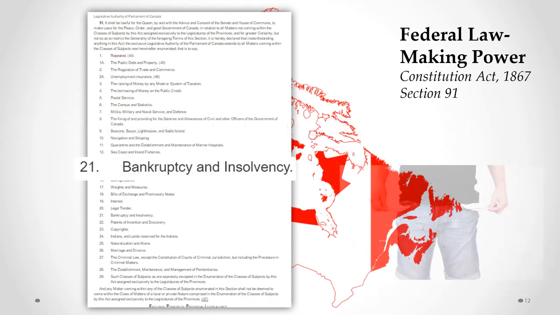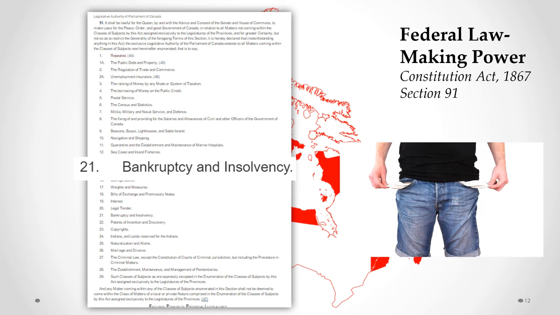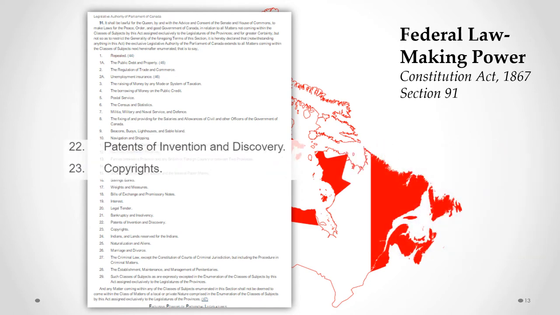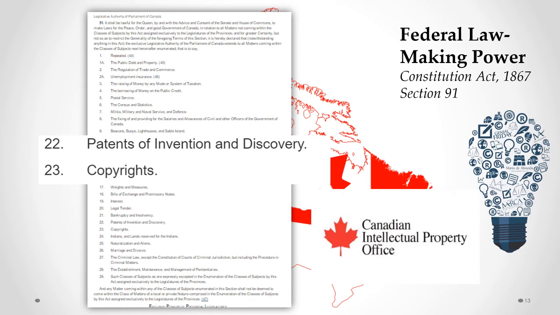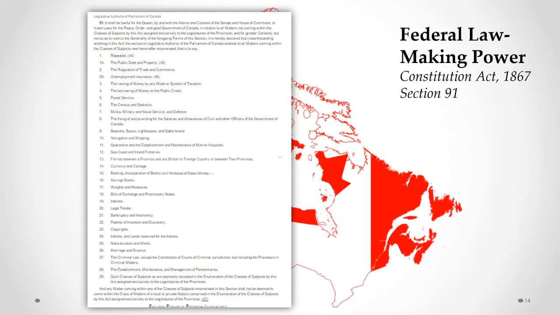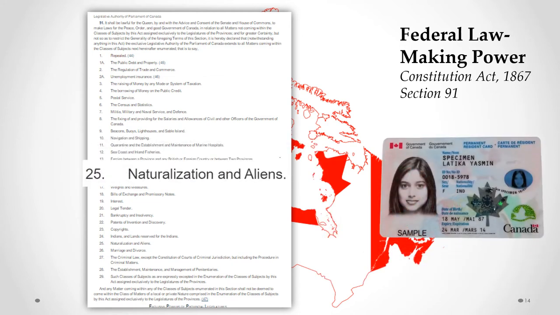Bankruptcy and insolvency is regulated by the federal government. The relevant legislation is called the Bankruptcy and Insolvency Act. Legislation regulating intellectual property, including patents and copyrights, is the responsibility of the federal parliament. The federal government agency is called the Canadian Intellectual Property Office. Immigration and citizenship is the responsibility of the federal government under Section 91(25), which refers to naturalization and aliens.